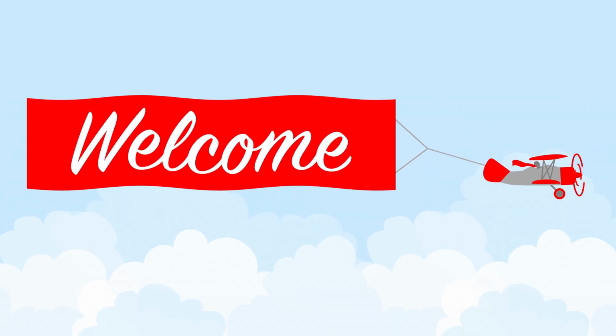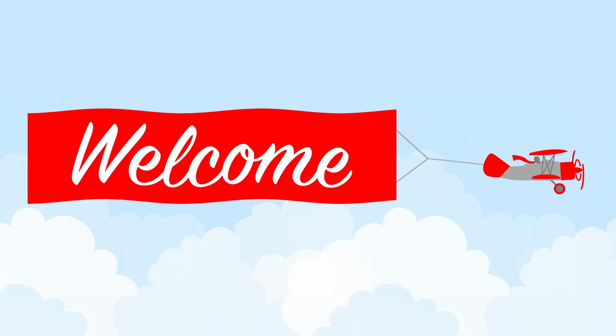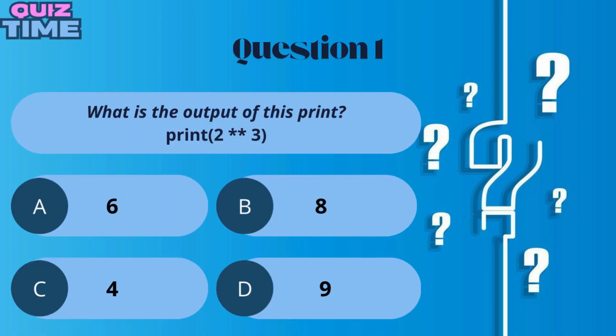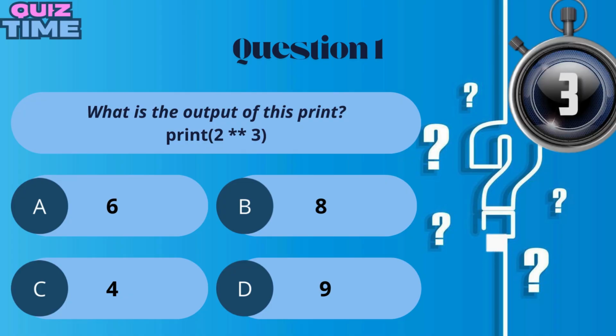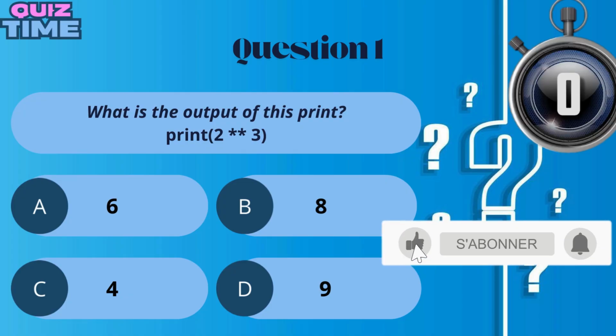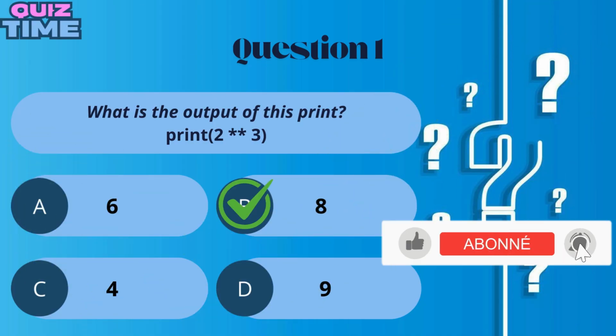Grab a notebook, play along, and let's see how many you can get right. Ready? Let's dive into it. Question 1. What is the output of this print? Print 2 to the power of 3. The correct answer is B, 8.